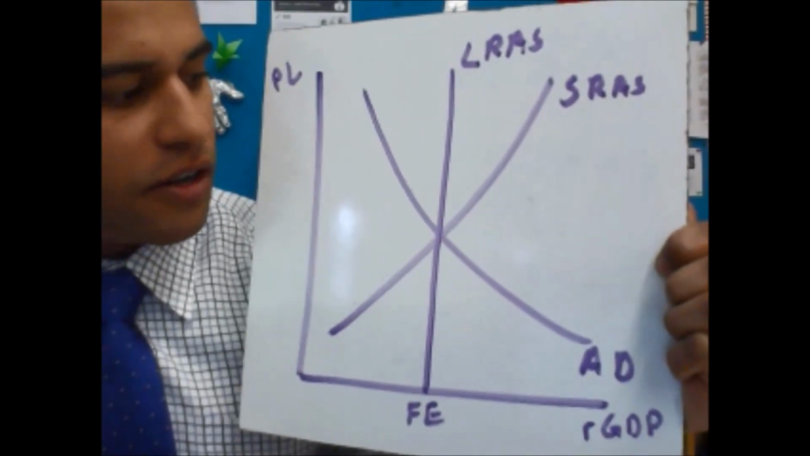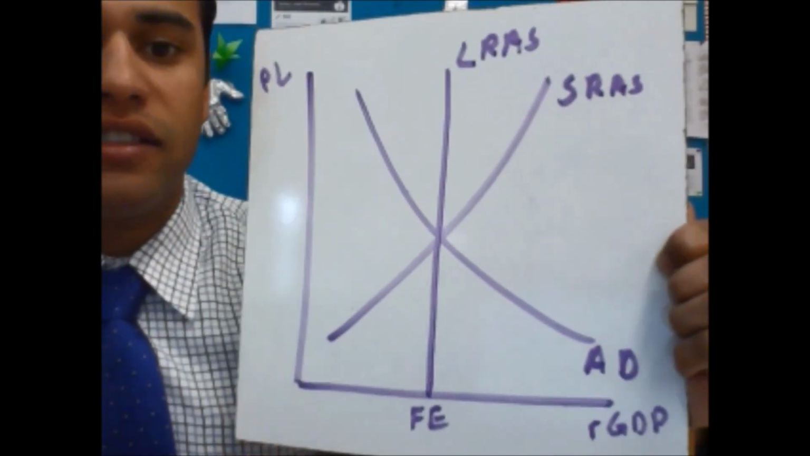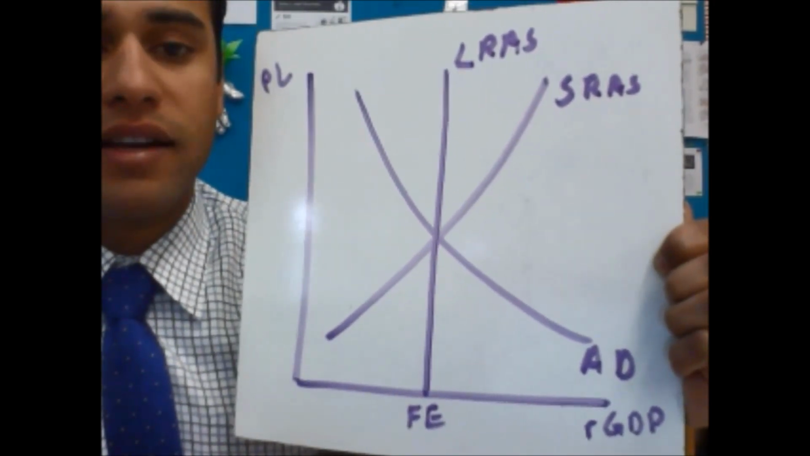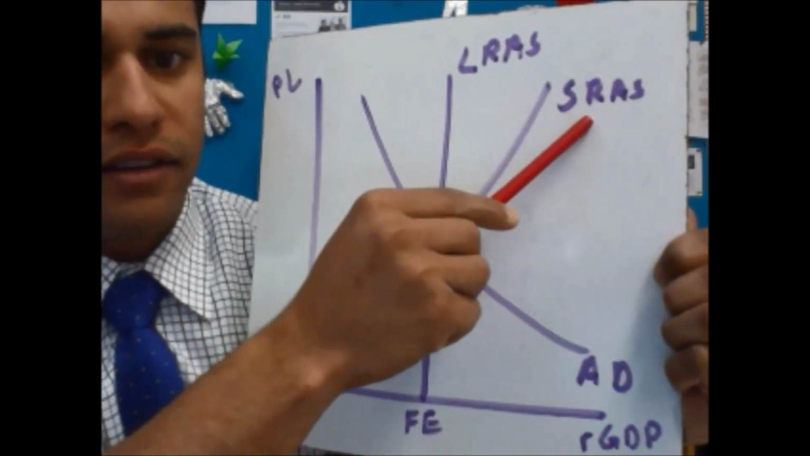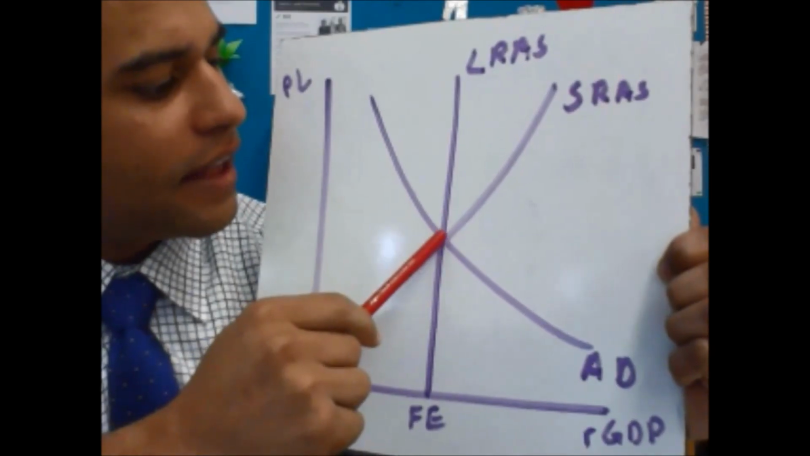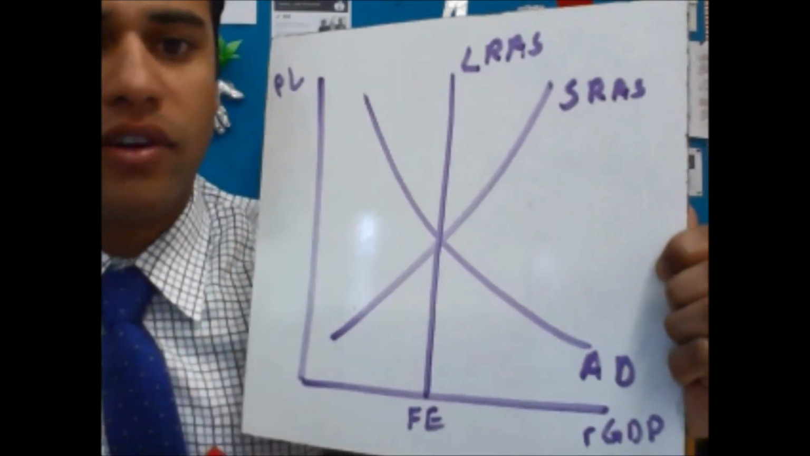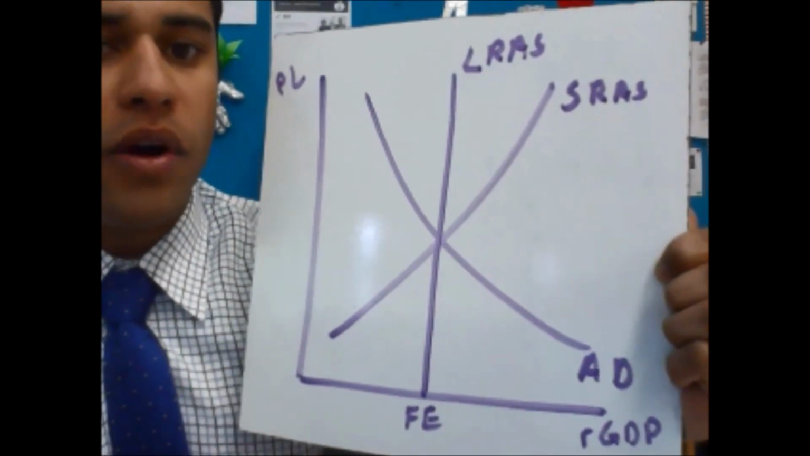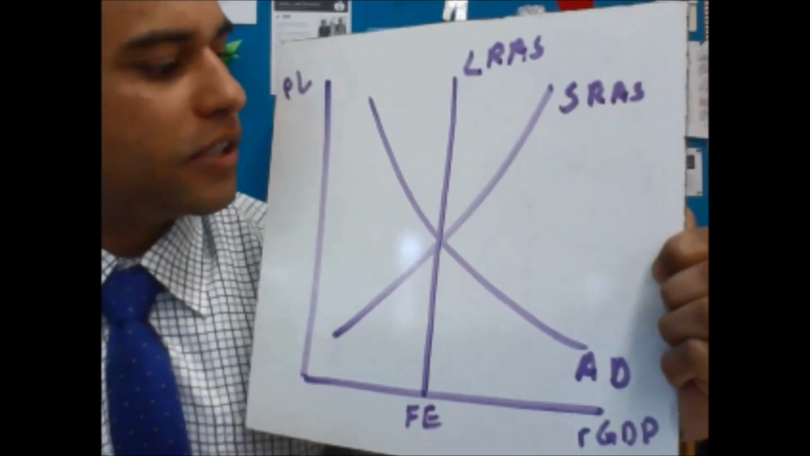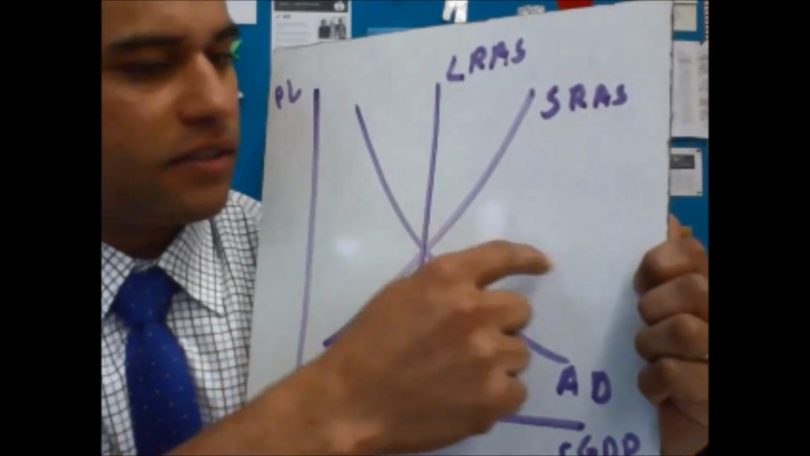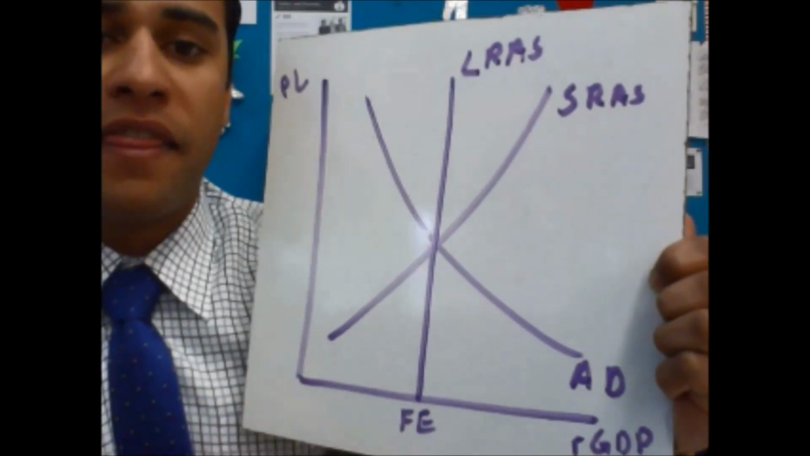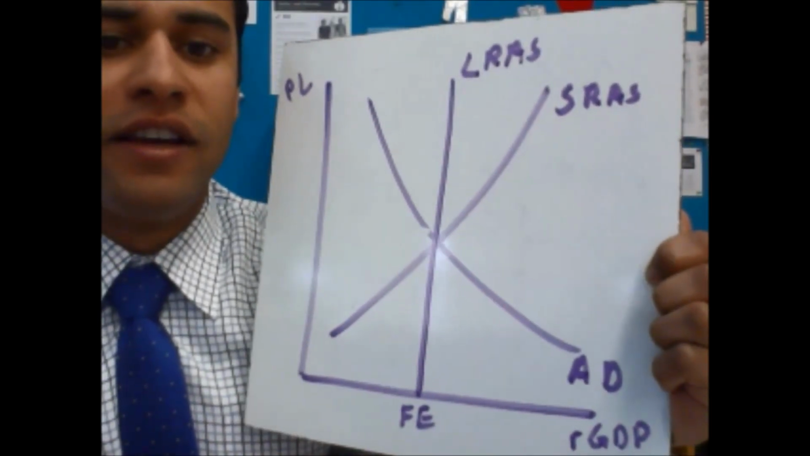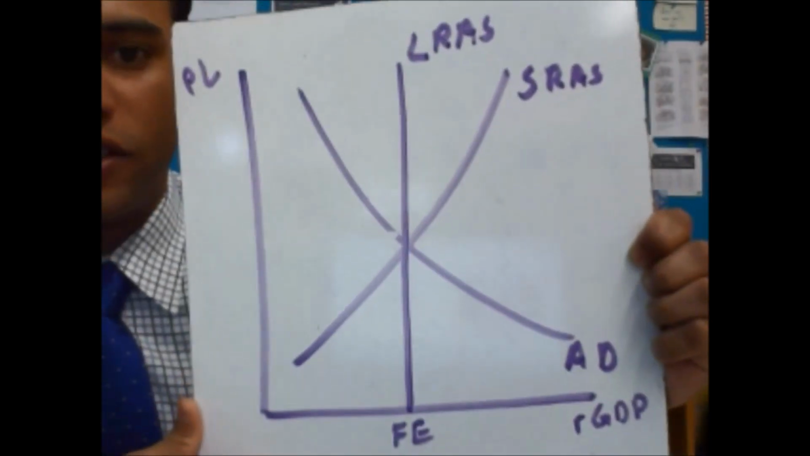Now, what is important to note is that currently this is at long-run macroeconomic equilibrium, meaning that aggregate demand and short-run aggregate supply cross at the same place as long-run aggregate supply. What you're going to find is possible is that equilibrium could exist to the left or the right of long-run aggregate supply, and that would be telling us different things.